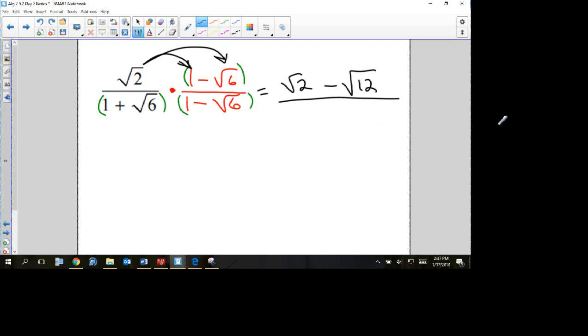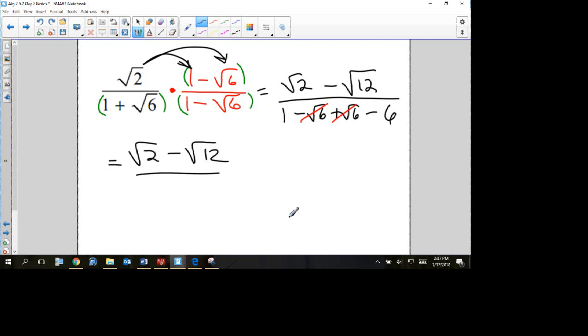On the bottom, how do I multiply 2 terms times 2 terms? FOIL. So we're going to do first, outer, inner, last, which is going to give me minus, and then radical 6 times radical 6 is 6. So I've done it right. The middle 2 terms cancel out, the last term's minus. Square root of 2 minus square root of 12 over negative 5.